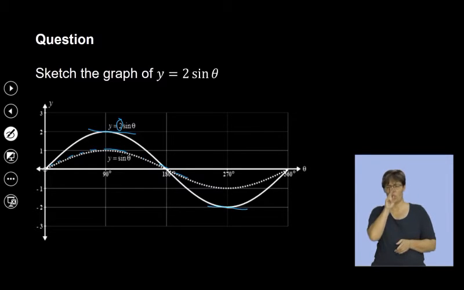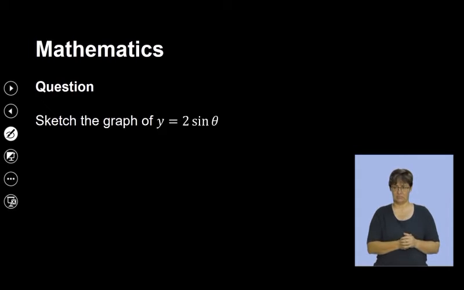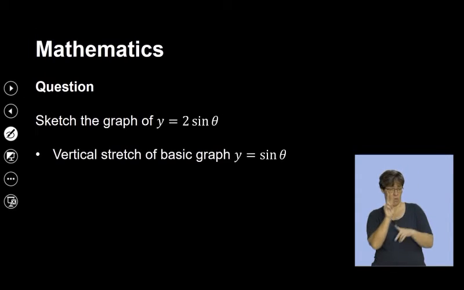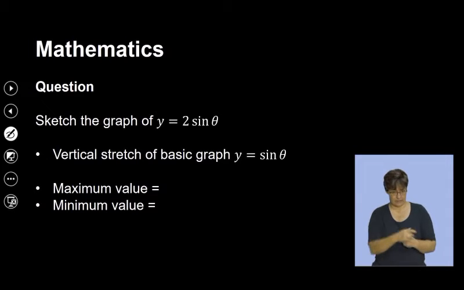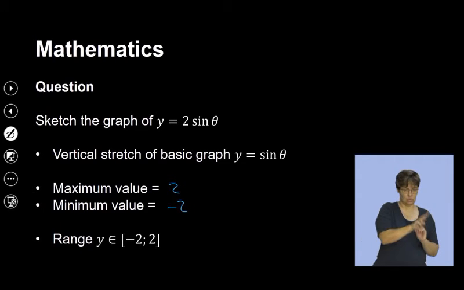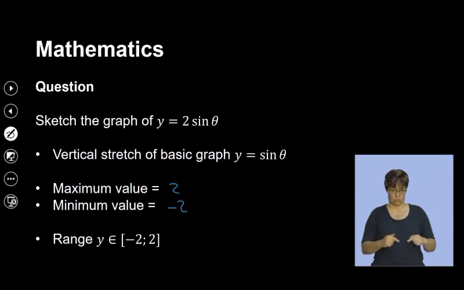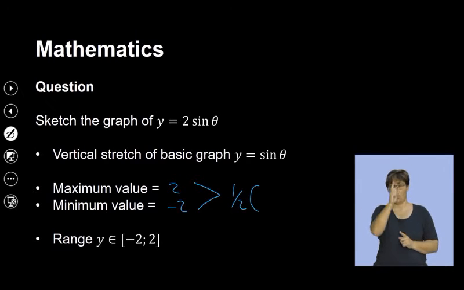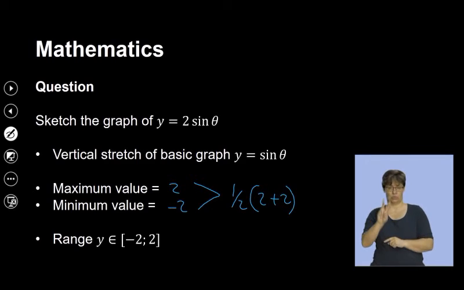But let's look at more graphs just to try and make sense of this. Now with this, some few pointers to look at: the vertical stretch of a basic graph of y equals sine theta will be what the question wanted us to do. The maximum value here is going to be at 2. The minimum value is going to be at minus 2. And if I know that, it means that my range is going to be between minus 2 and positive 2. And then remember the concept of the amplitude. It will be 1 over 2 into 2 plus 2. I'm saying plus because it's going to be minus that. And this will just give me 2 plus 2 is 4, and then it gives me 2.